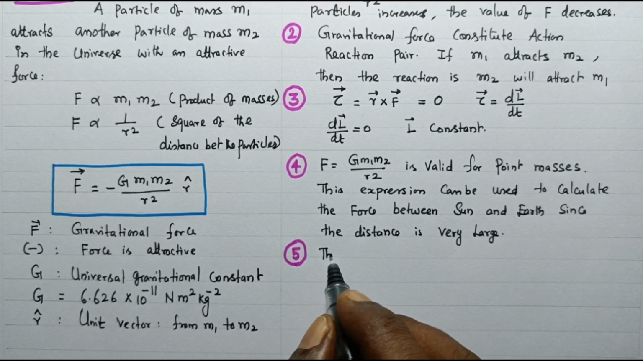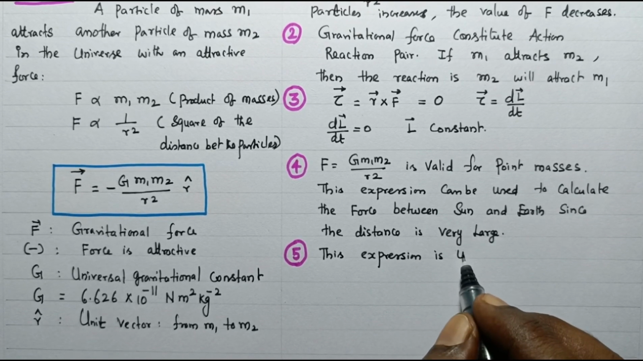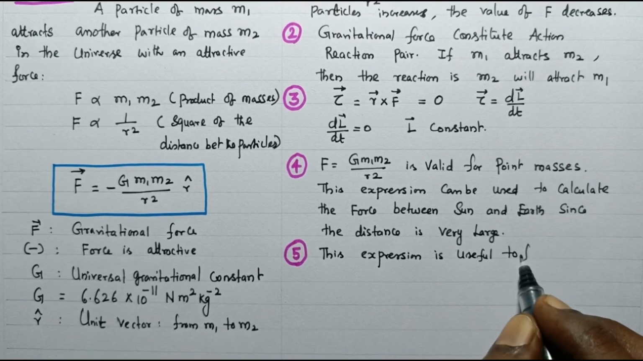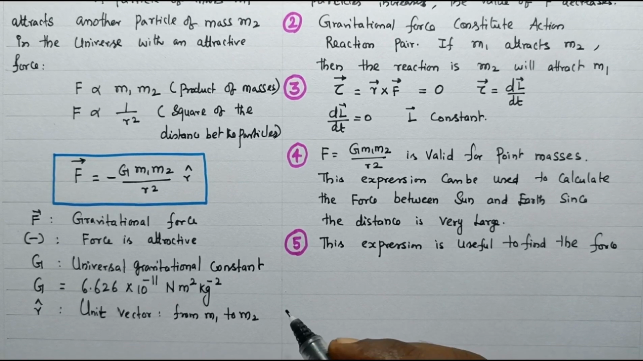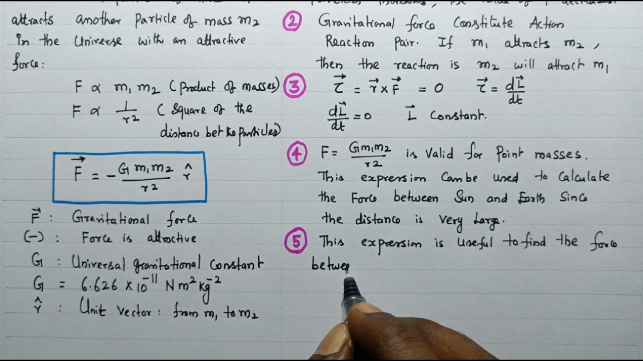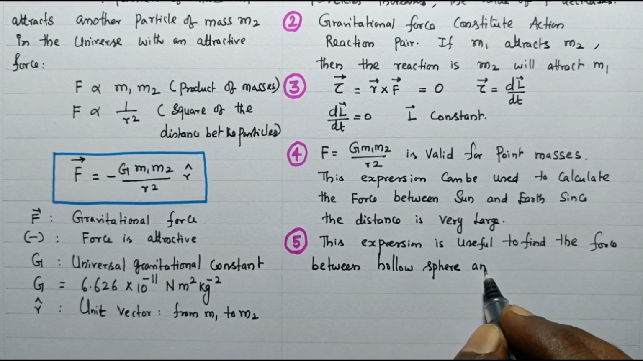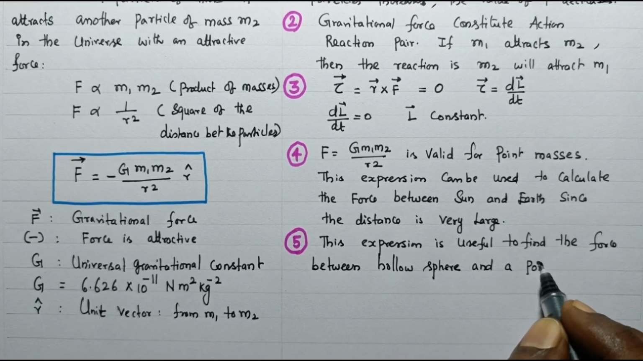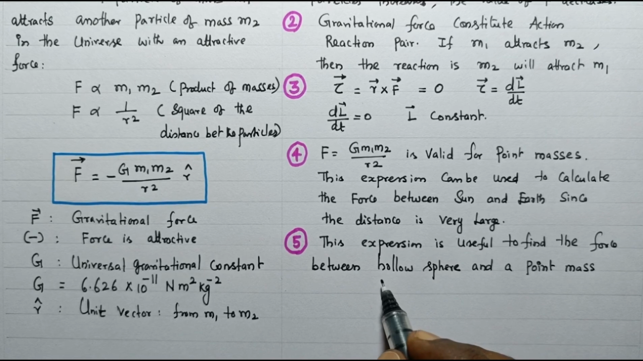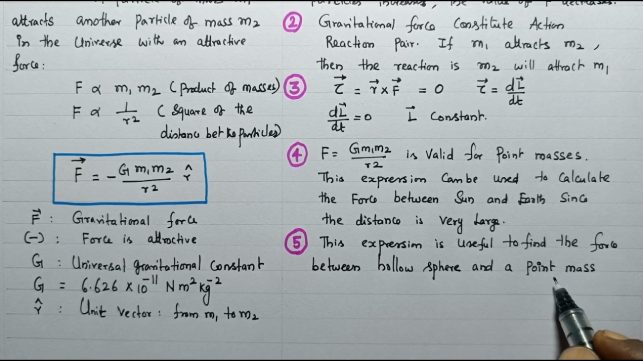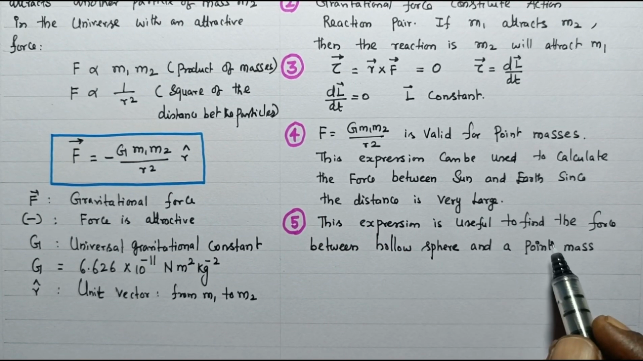Next point, this expression is useful to find the gravitational force, the force between a hollow sphere and a point mass. So in this case we can use this expression. If one body is a hollow sphere and the other is a point mass, we can use this expression. So this is an exception.